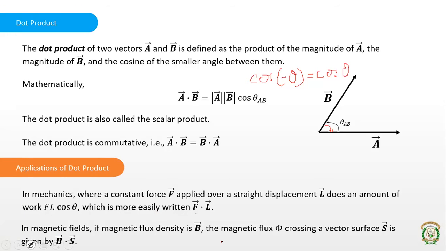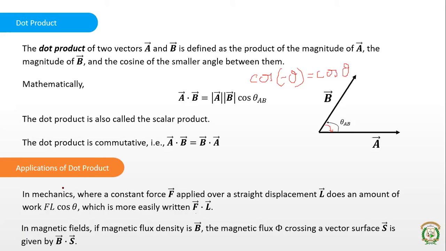Again, if the flux is not uniform, we take the integration. The total flux will be the integration of B with respect to S. Okay, we will come across this in the fourth module, and the earlier one in the second module. So this is where we use dot products.